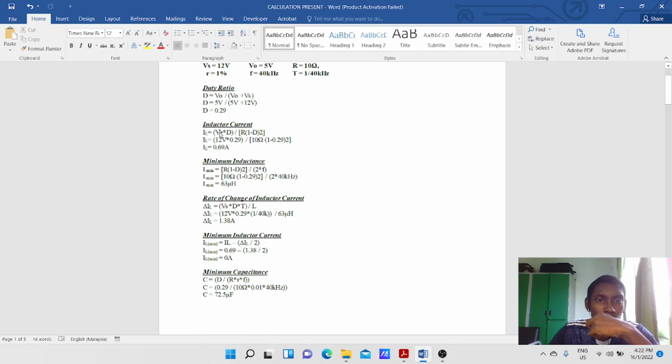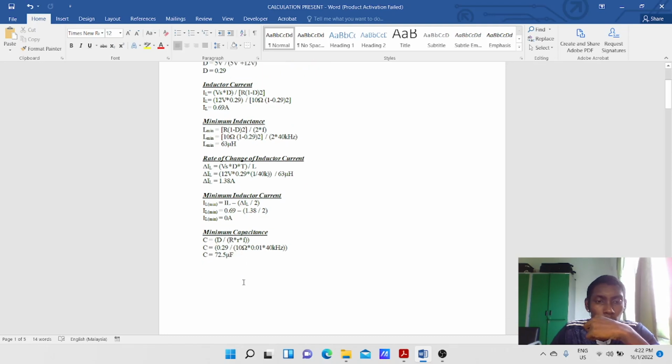By using the inductor current formula we got 0.69. By using the minimum inductance formula 16 we got 63 micro H. The rate of change of inductor current is 1.38 ampere. Then minimum inductor current we got 0 ampere. Minimum capacitance we got 72.5 microfarad.